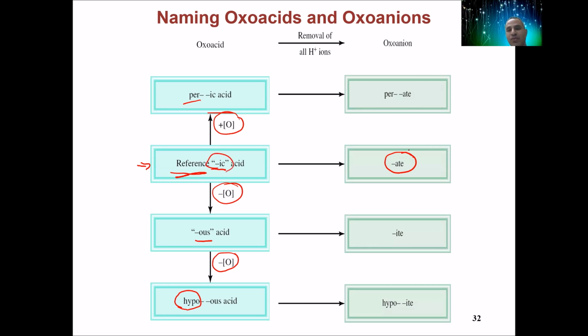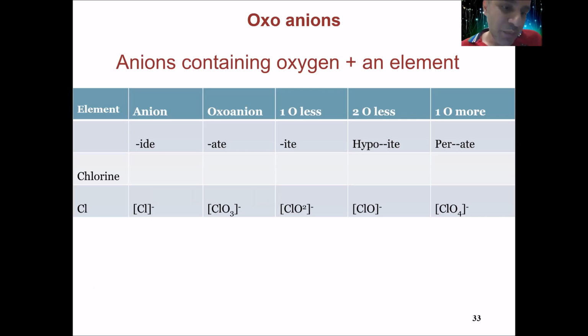If it has 1 oxygen more, it will have per as a prefix. If it has 1 oxygen less, it's going to have ITE at the end instead of ATE. And if it has 2 oxygen less, it's going to have hypo as a prefix to the name. Let's go over this example here.